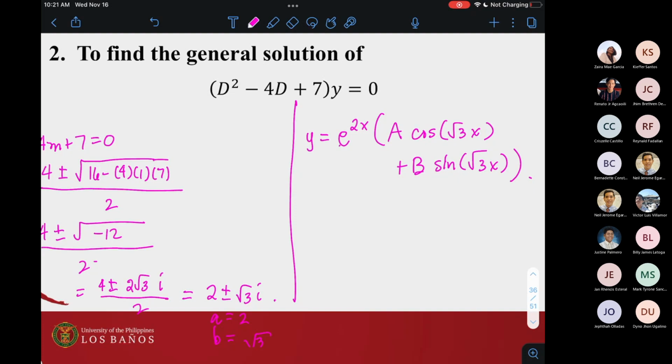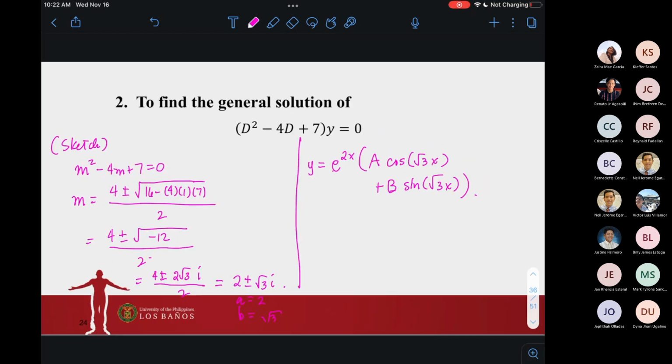Easy, right? It's easy to assemble once you have solved the characteristic equation. Okay? But of course, this case goes hand in hand with the first two cases we considered before. I hope the next example will show us that. But before I change slides, any questions?